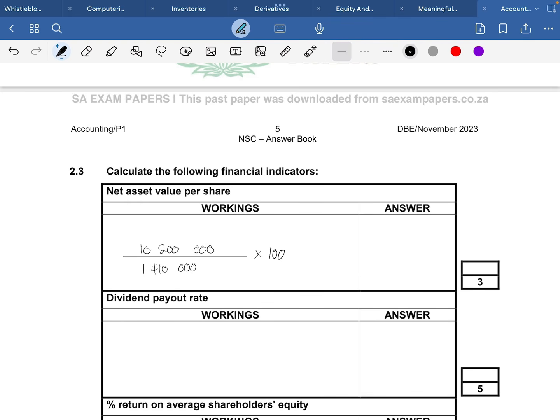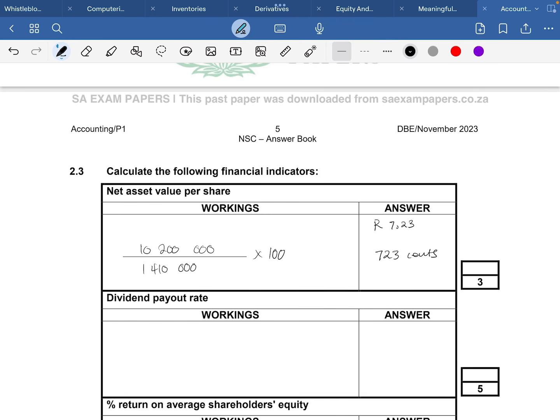10,200,000. Let's see how many cents that gives us. So 1 for 10. If you calculate it in rands, it would give you 7.23. And if you're using cents, you just multiply by 100, and it will give you 7.23 cents. Either way, you'll get both marks.